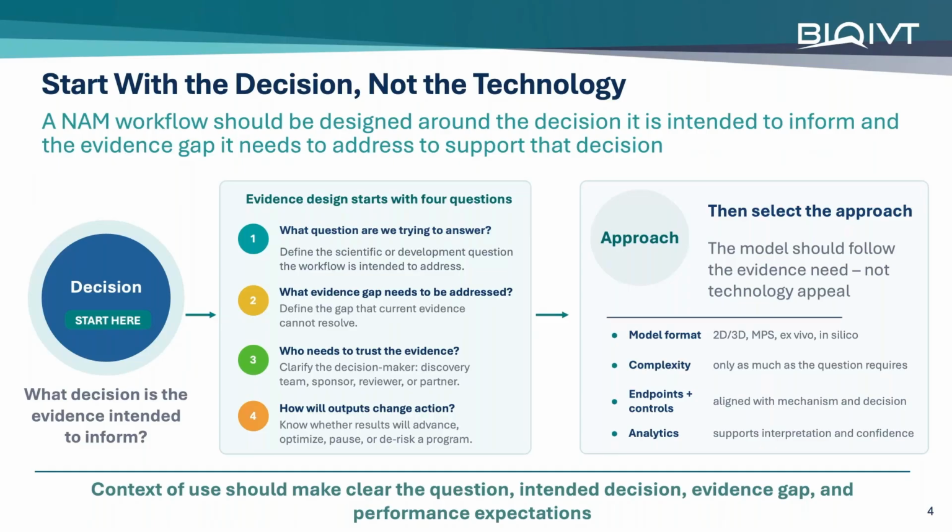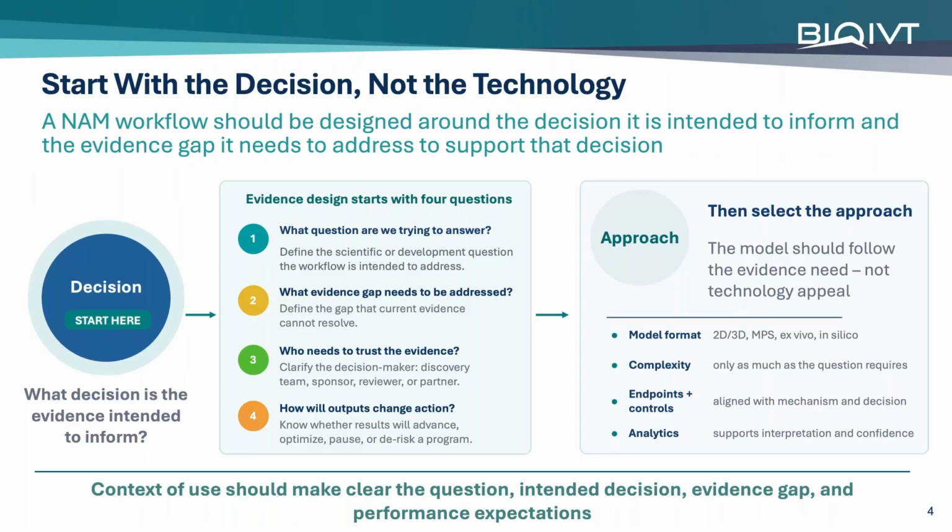We need to know the scientific question and the evidence gaps. We also need to understand who ultimately has to rely on the results, whether that is an early discovery team, a development team, or a regulatory reviewer, because the depth of characterization that's needed may differ substantially. And finally, the experiment should connect to an action. If a positive result and a negative result would lead to the exact same next step, then the study may be scientifically interesting, but it's probably not decision relevant. That's why I think the intended decision belongs at the beginning of workflow design rather than at the end of data generation.